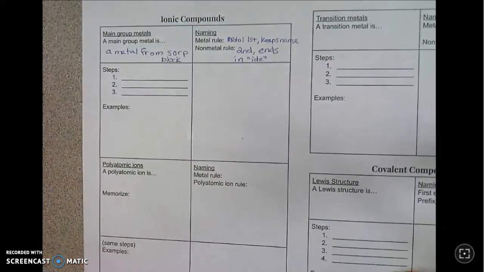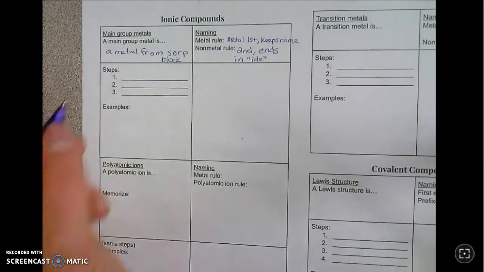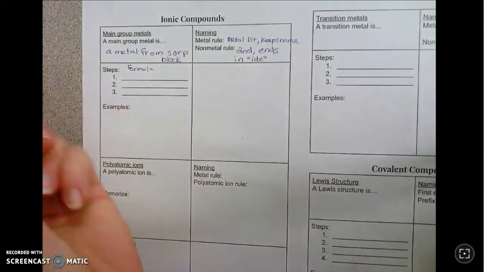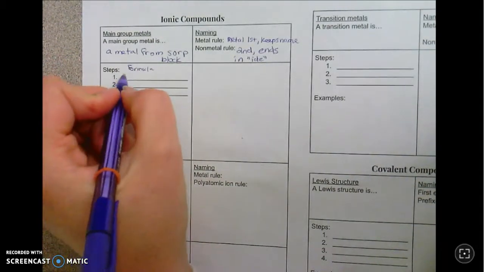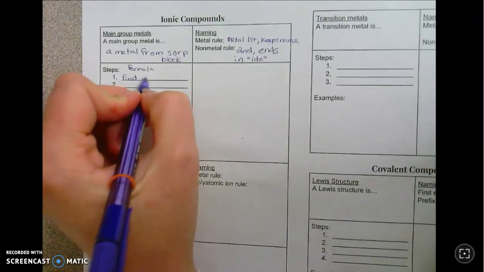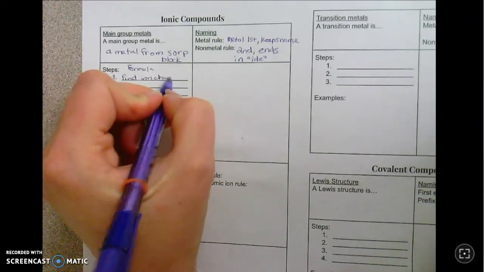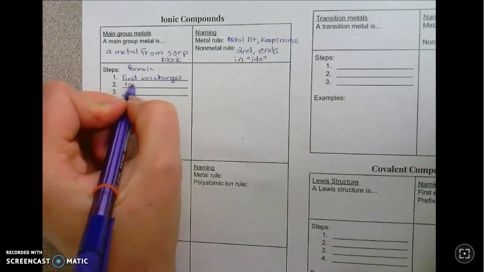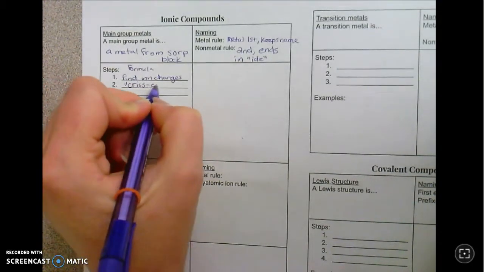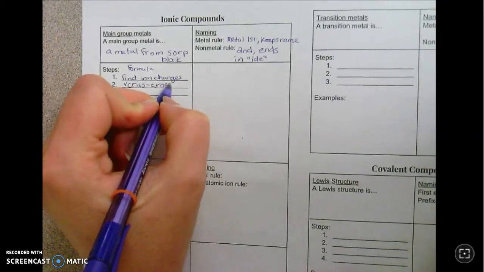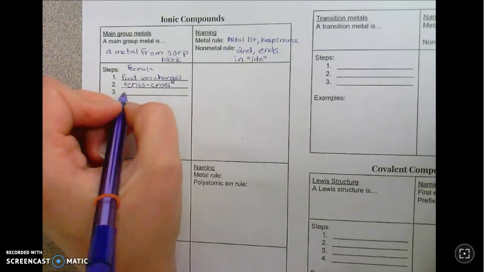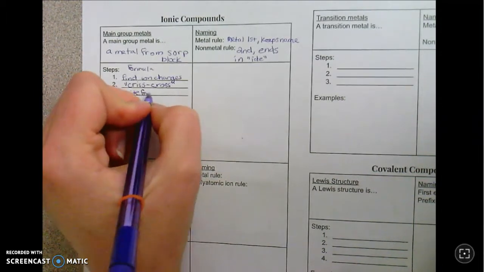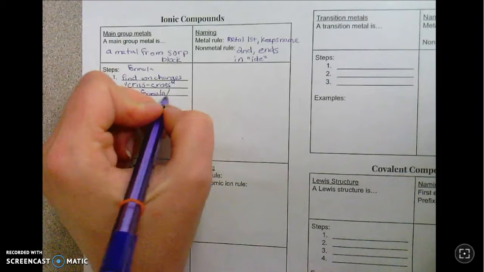Okay, so we get over to our steps. So these are going to be the steps for writing the formula. Okay, first we're going to find the ion charges. Then we will do what's called crisscross, which is just a simplified technique. Then write the formula and simplify.